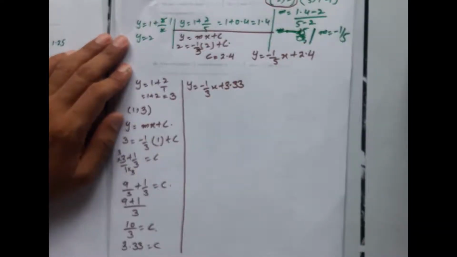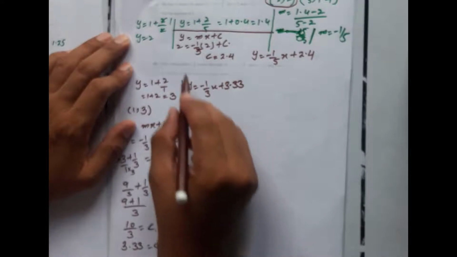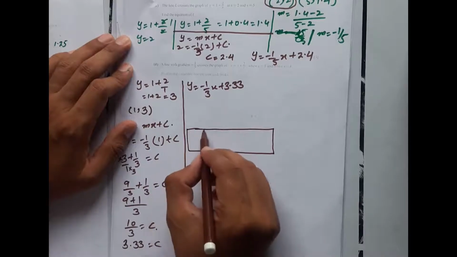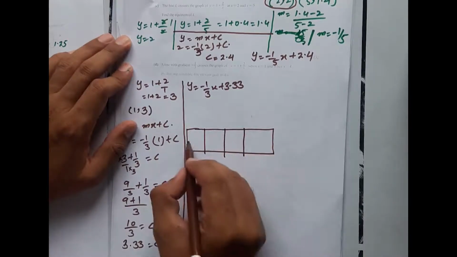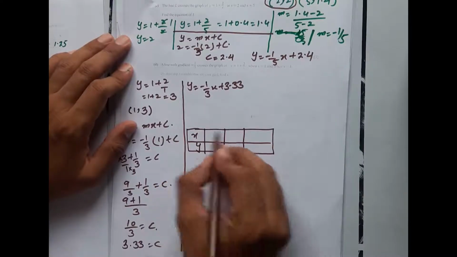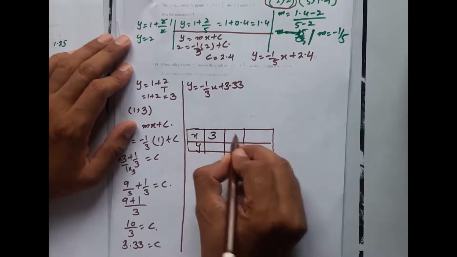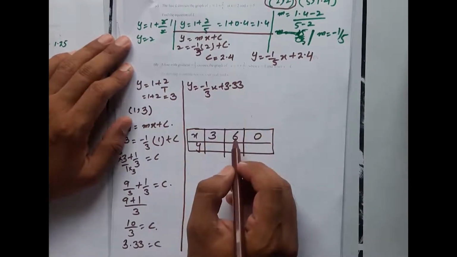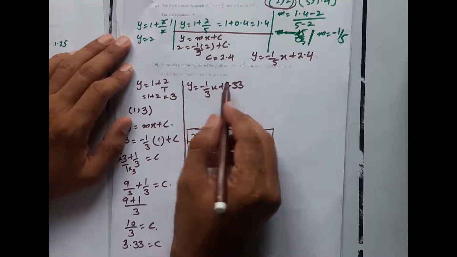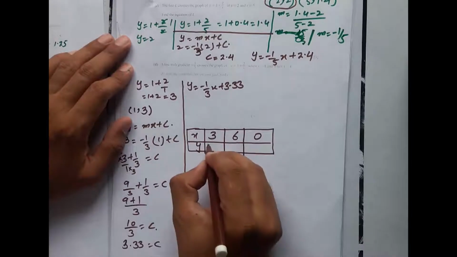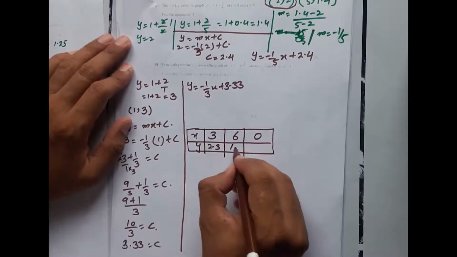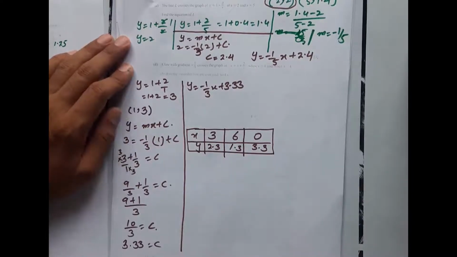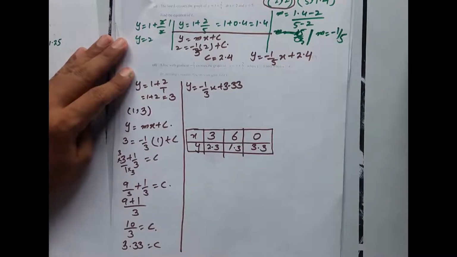Now what we have to do is make a table, because this is a linear line. To draw it on the graph we have to make a table. This is x, this is y. We will put 3, 6 and 0. When we put 3, this will be equal to minus 1 over 3 into 3, minus 1, plus 3.3, which is 2.3. When we put 6, this will become 1.3, and when we put 0, this will be equal to 3.3.